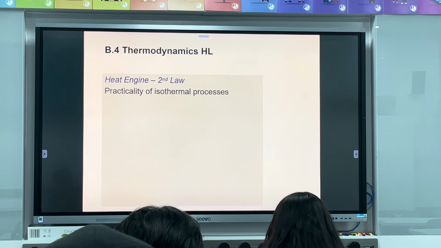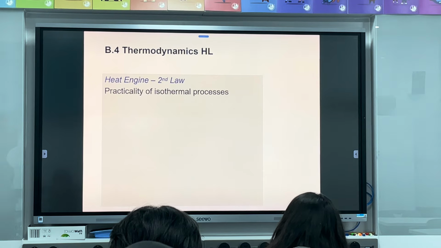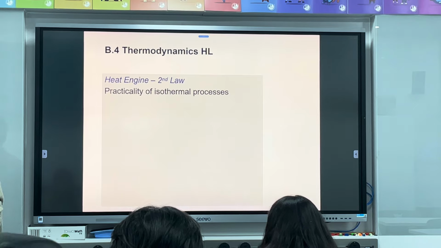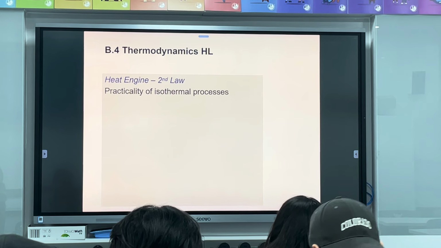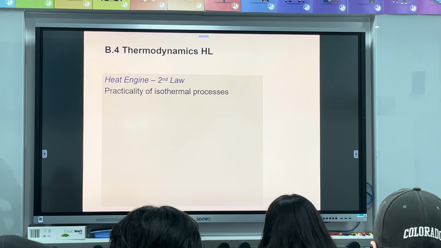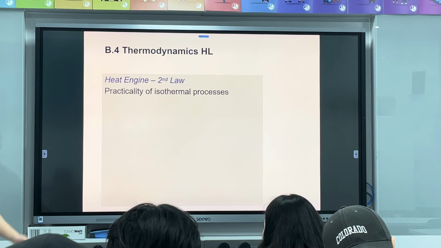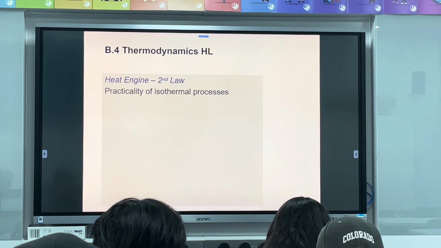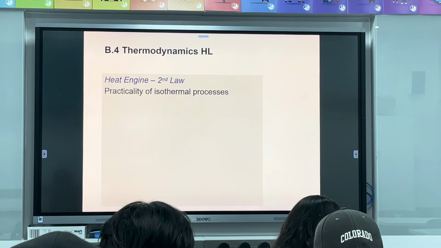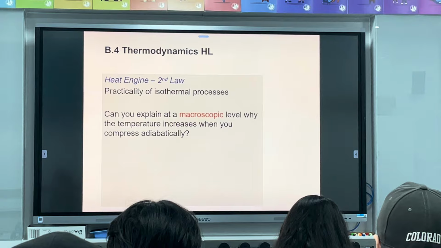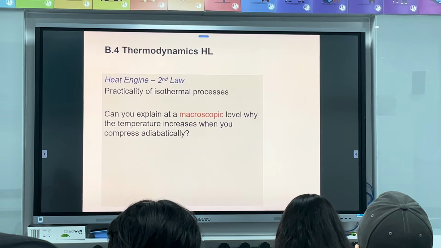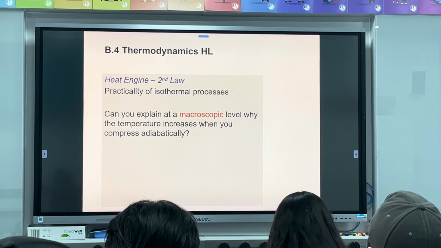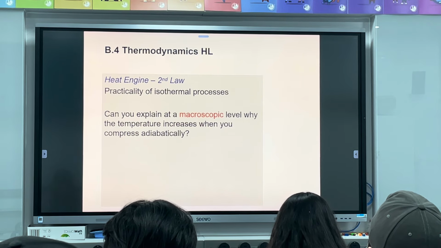Now here, let's think about the practicality of isothermal processes. As we mentioned, in order for a process to be isothermal, for temperature to stay the same, you need to make sure there is enough time for the reservoir to provide heat so that it stays at the same temperature. That means the process needs to happen at a super slow speed, right?